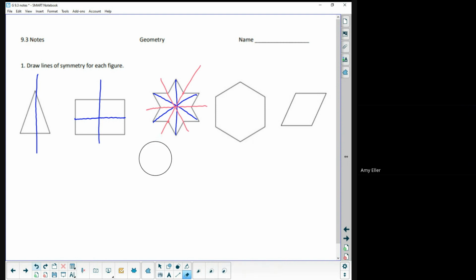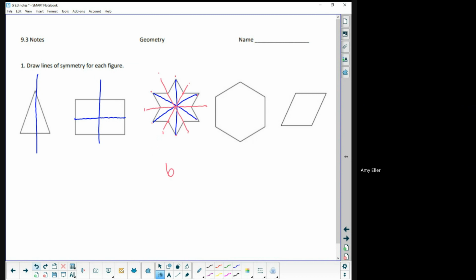If it ever says how many lines and you're having trouble counting them, just go in a circle. 1, 2, 3, 4, 5, 6, 7, 8, 9, 10, 11, 12. Did you notice I counted each line twice? So then 6 lines. It might say draw them, state how many. Just go in a circle and count them up.